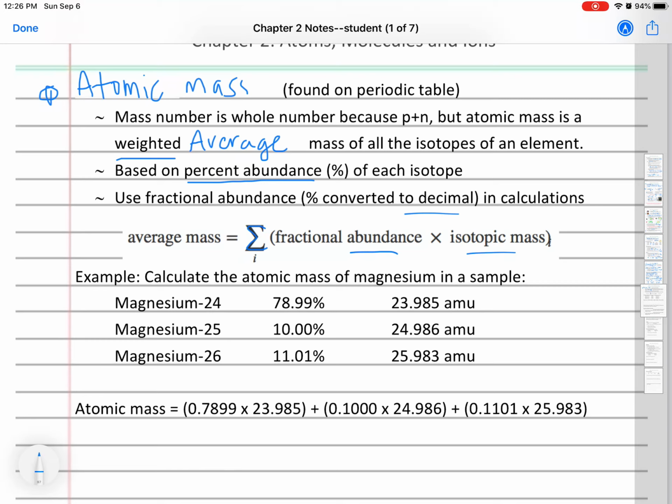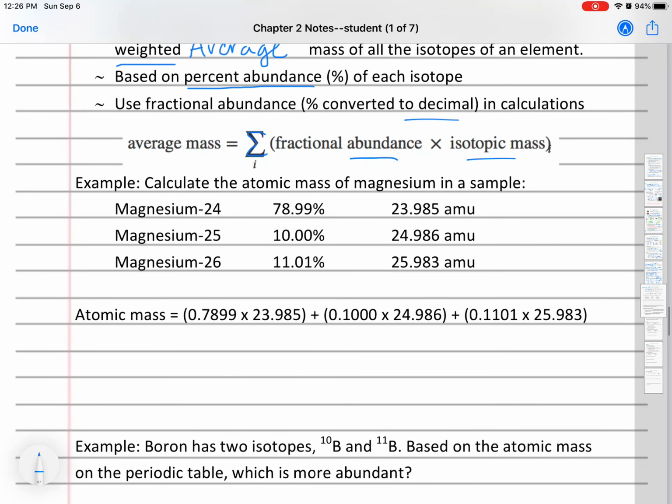All right, so let's do an example problem and show you how magnesium is calculated. There are these machines called mass spectrometers, and you can take a sample of magnesium and put it in there, and it'll break it down into the different isotopes and give you a readout. What percent is isotope 24, 25, 26. And it can also tell you the exact mass of each. So magnesium-24, the percent abundance is 78.99%, and the actual mass is not 24, but 23.985, which rounds to 24.